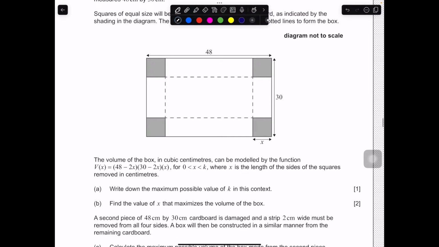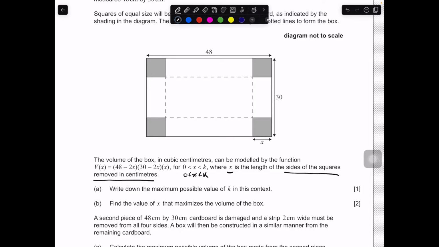The volume of the box in cubic centimeters can be modeled by the function v of x is equal to 48 minus 2x, 30 minus 2x times x, for some value of x being greater than 0 and less than some value k, where x itself is the length of the sides of the squares removed in centimeters. Write down the maximum possible value of k in this context.